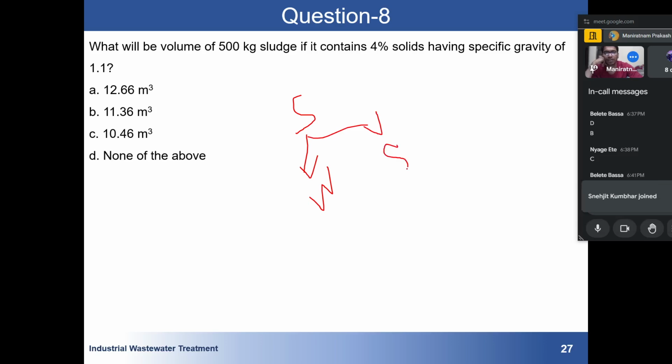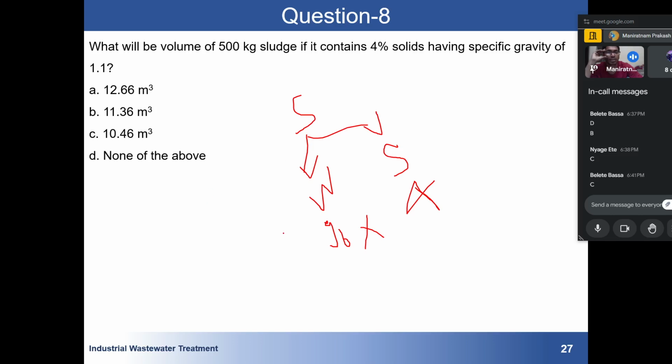Generally in your question, they will give that around 99 to 96% is water, which is seen in domestic sludge. And the rest, that is 1 to 4%, will be your solid. So they are giving one sludge, and we have to find the volume of that sludge, whose weight is around 500 kg, which contains 4% of solid, and the density of the solid is given, that is 1.1.